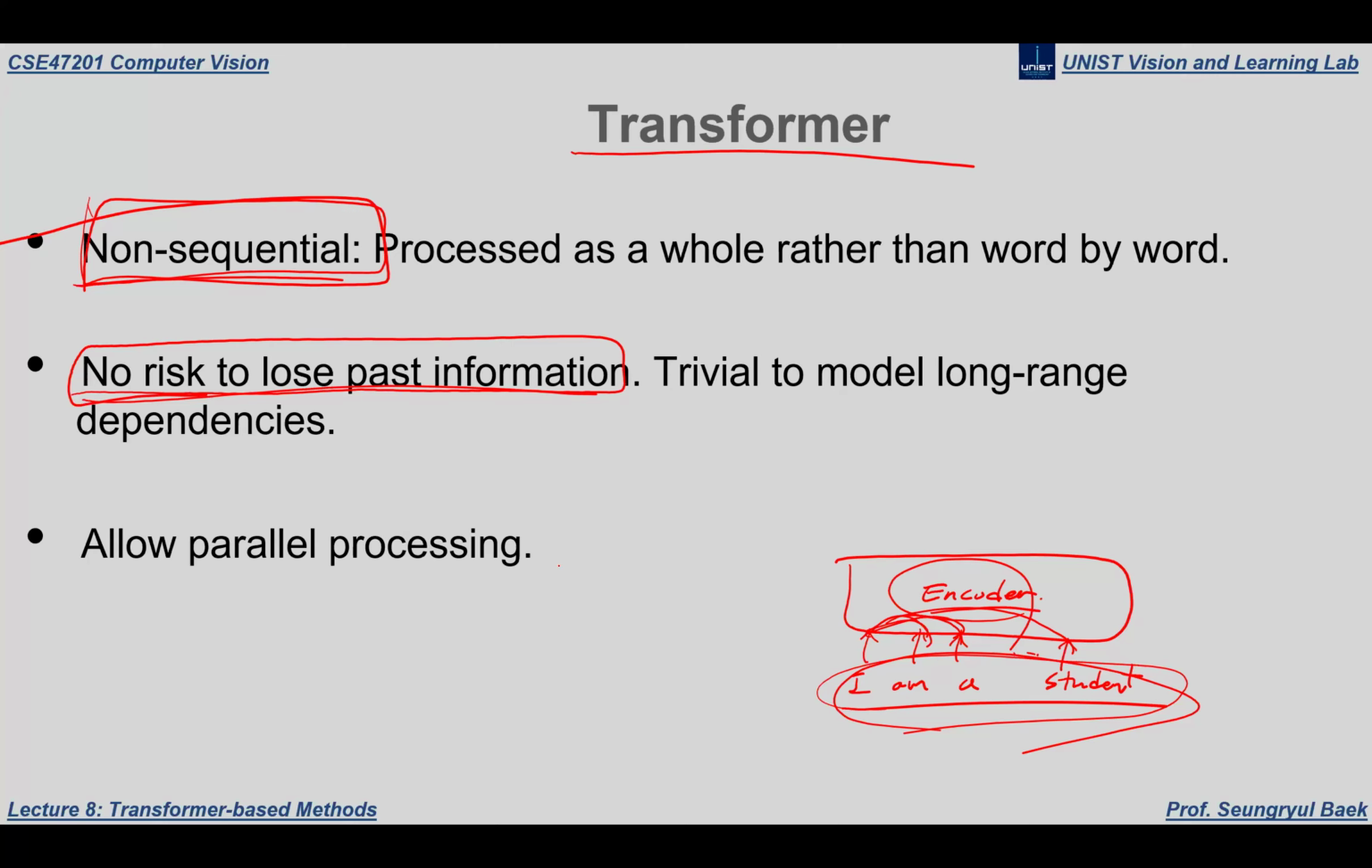At the same time, they allow parallel processing. Okay, so because all the tokens are already available, we can apply different threads to calculate each pairwise calculation simultaneously. So we can make the overall process parallelized and efficient, okay? So that's the merit of the transformer. So, in both speed and accuracy, the transformer has some strengths compared to the LSTM-based alternative, okay?